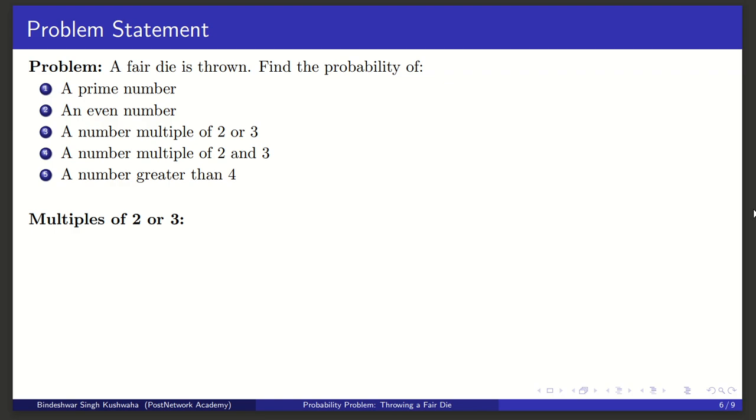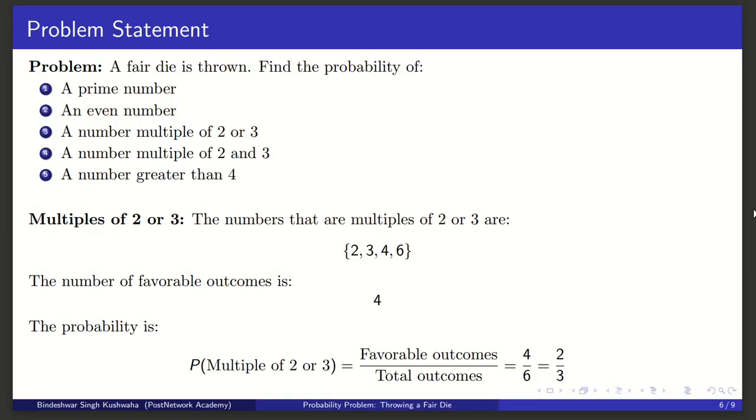Multiple of 2 or 3. So 2, 3, 4 and 6. That means 2 or 3. So 2, 4, 6 are multiples of 2. 3 and 6 are multiples of 3. So the total number of favorable outcomes is 4. So the probability would be 4 upon 6, that would be 2 upon 3.